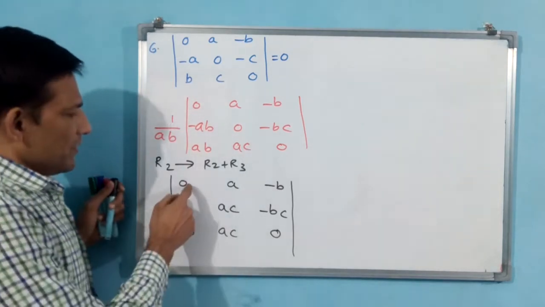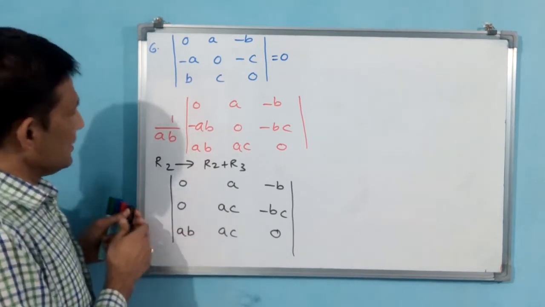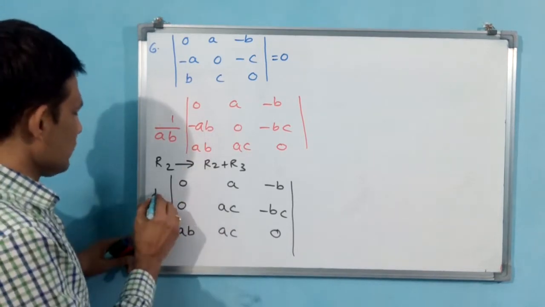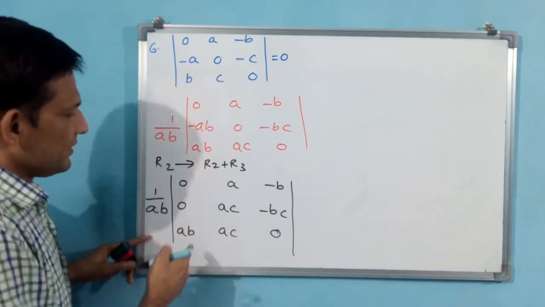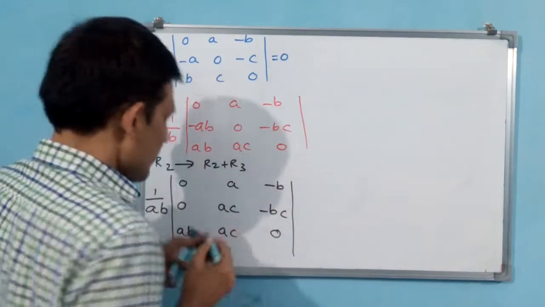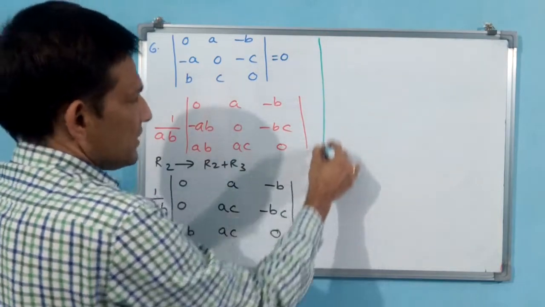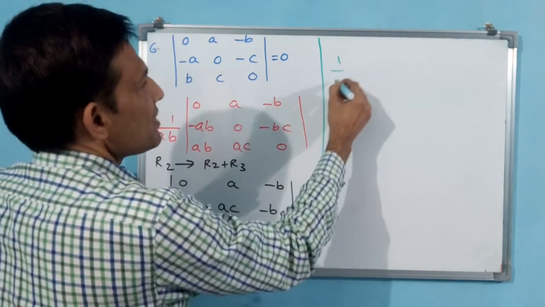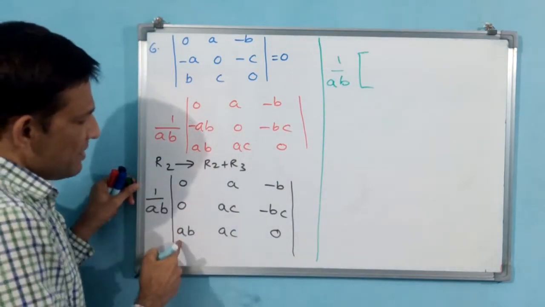Now you see two zeros are there, and we will take one step expansion. See here 1 by AB is there outside. That we should not forget. 1 by AB into. Now we can do the remaining step, only one single step. You see what I am doing. 1 by AB is there, into AB.